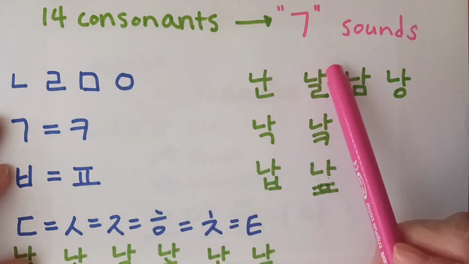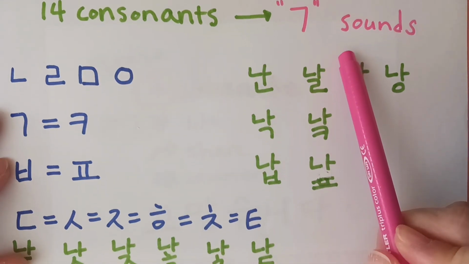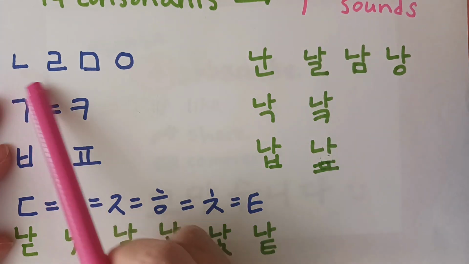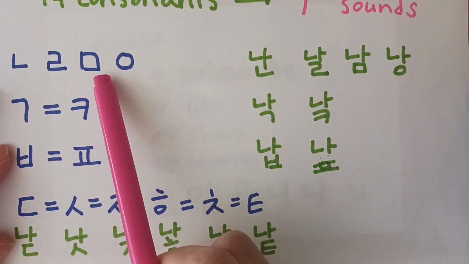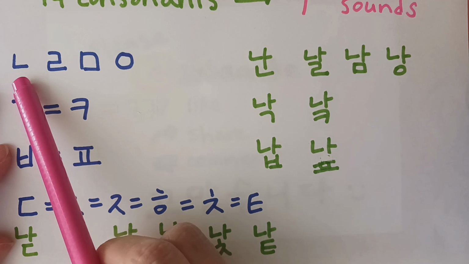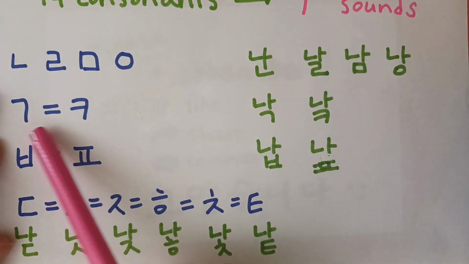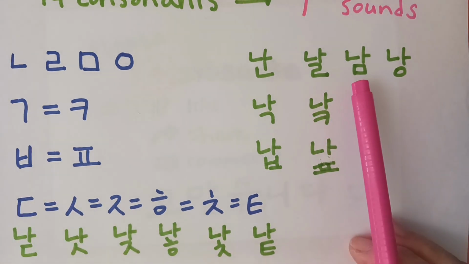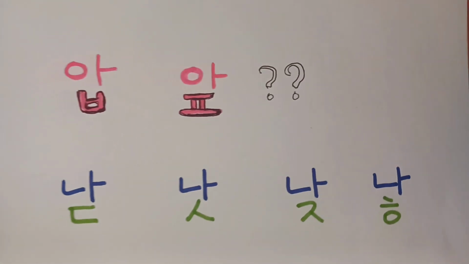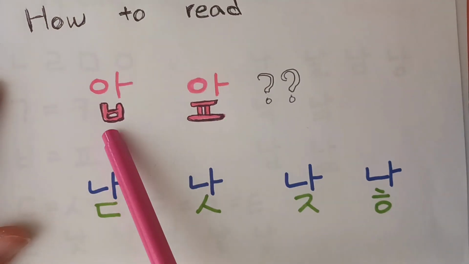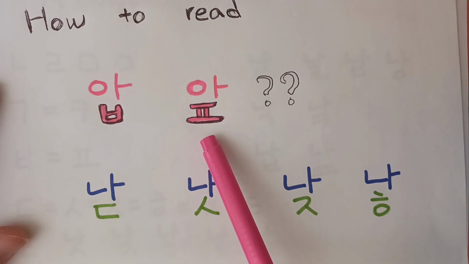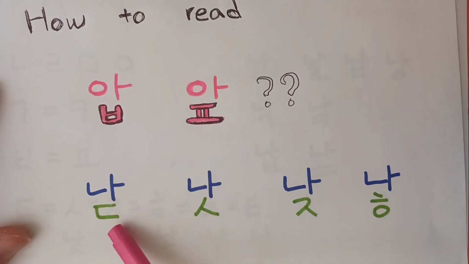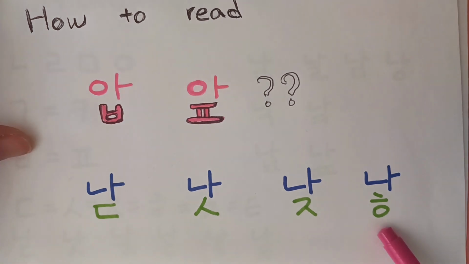So to read the 14 consonants as final consonants correctly, you just need to remember that the 14 consonants will produce 7 simple sounds when they become final consonants, and it goes this way. Those will produce the sounds that they should sound like, and those will produce the same sound. So go back to the previous screen that we saw at the beginning. Up, up will sound exactly the same. How about this one? Not, not, not, not will produce the exact same sound.